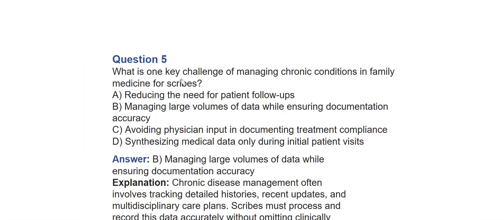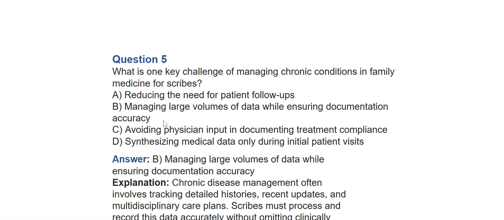Question 5, what is one key challenge of managing chronic conditions in family medicine for scribes? A, reducing the need for patient follow-ups. B, managing large volumes of data while ensuring documentation accuracy. C, avoiding physician input in documenting treatment compliance. Or D, synthesizing medical data only during initial patient visits.